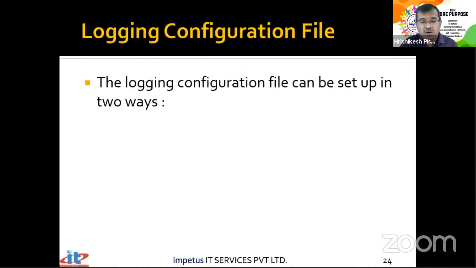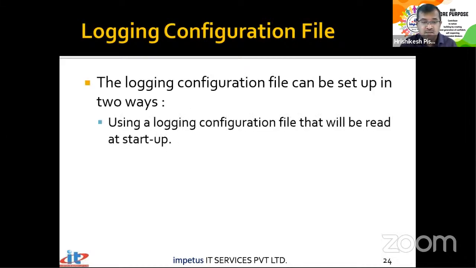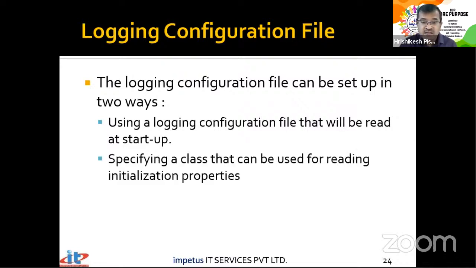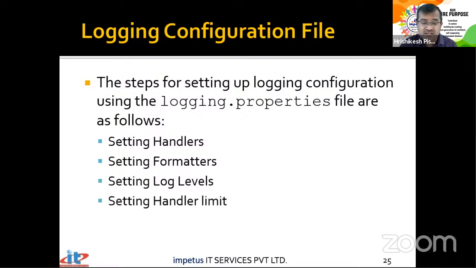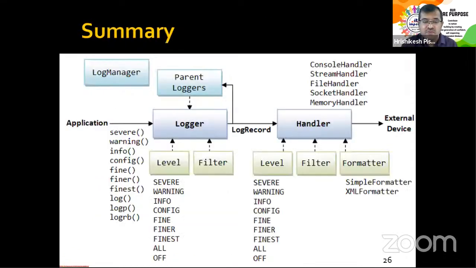A logging configuration file can be set up in two ways. A logging configuration file will be read at startup when the application starts, specifying a class that can be used for reading the initialization properties. There are two ways. There is one logging.properties file. Remember, in a properties file, we have those key value combinations. So we can set the handlers, the formatters, the log levels, the handler limit, the handler count, everything. Key value is what we have to give.